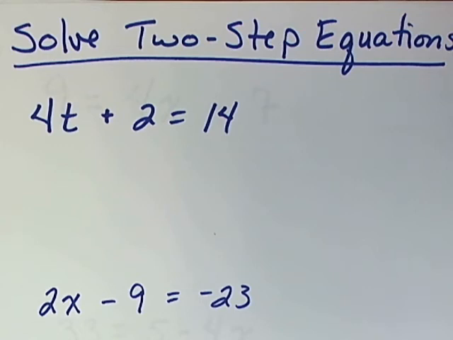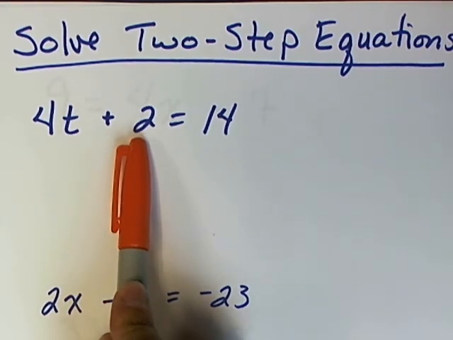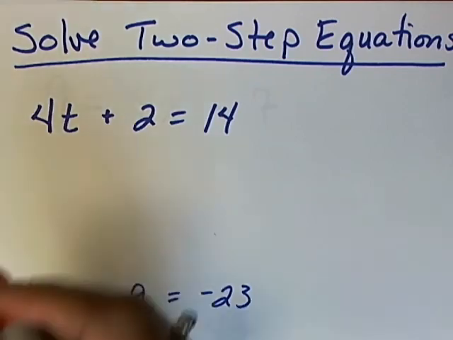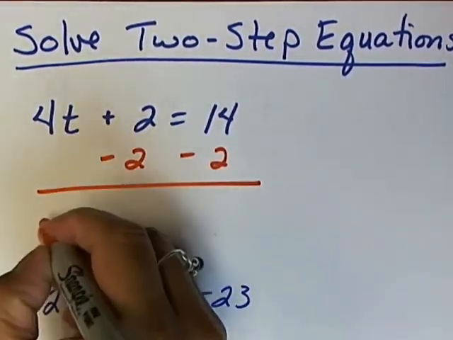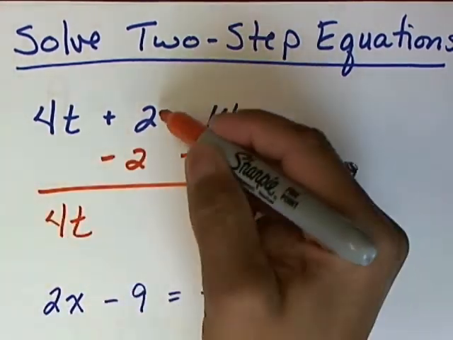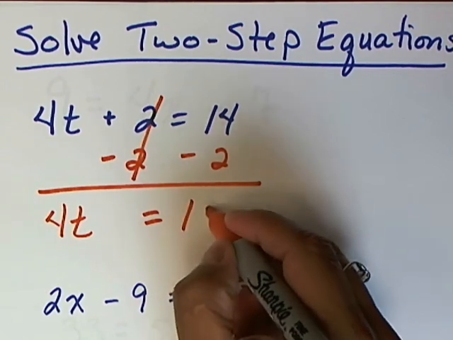Okay? So with that being said, you look at a problem like this, 4t plus 2 is equal to 14. If I was simplifying, the last thing I would do is add 2. So that's the first thing I want to get rid of in solving the two-step equation. So to get rid of adding 2, we subtract 2. That's going to give me 4t. The 2's cancel because that equals 0. And 14 minus 2 is 12.